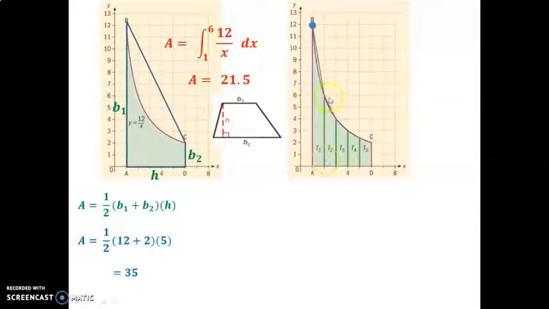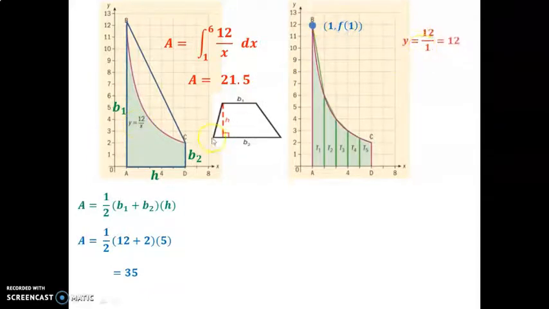And specifically, we need the y values, because the y values are the height, right? So what are the coordinates of this point? Well, we know it occurs when x is 1, because this has been divided into 5 trapezoids, and we know that this is at 1, 2, 3, 4, 5, 6. So if we put an x value of 1 into the function, which is the original equation, 12 over x, we should be able to get the y value.